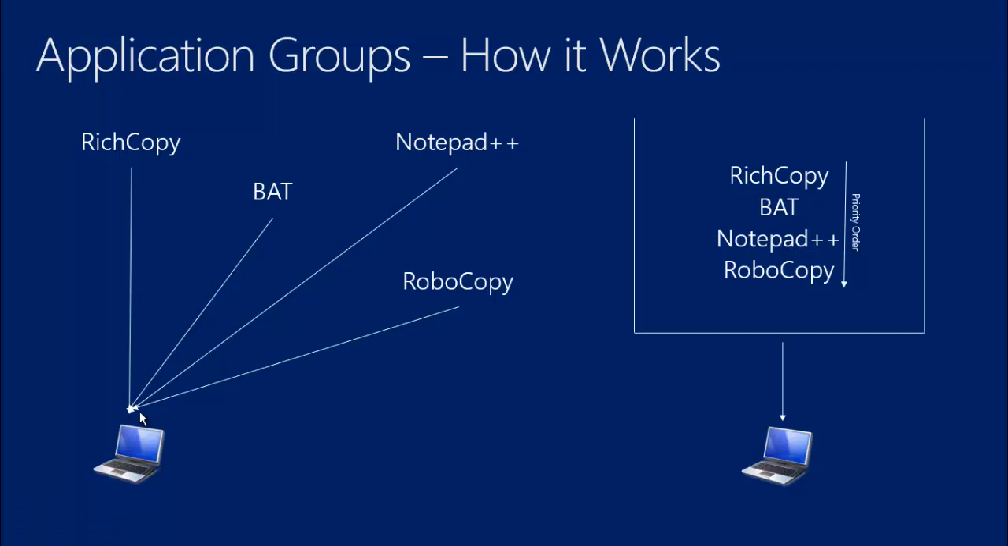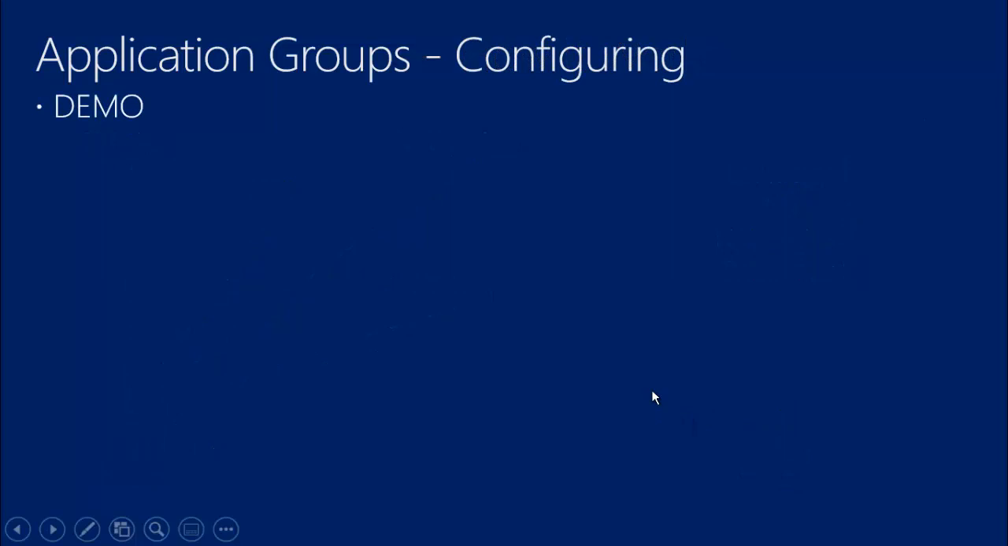But now with application groups, the application group is more of a container that will contain all 4 of these applications and in priority order. So Rich Copy will install first, the batch file second, Notepad++ third, Robocopy fourth, with a single deployment. Right? So let's get into the fun stuff and actually see how this works.